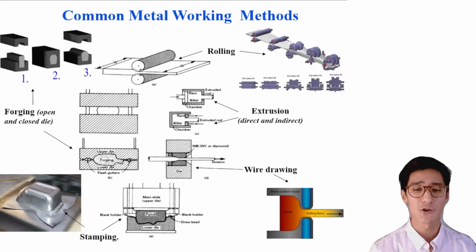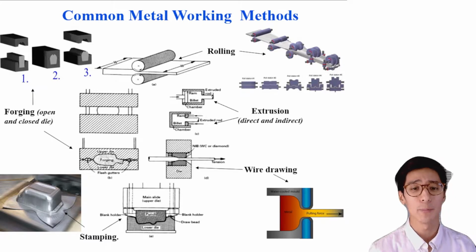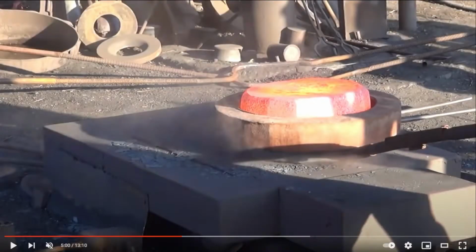Extrusion, or wire drawing, pushes or pulls a material out of a small hole or small opening so that a long, thin material can be achieved. Stamping uses a thin sheet of material and is pressed between a punch and a lower die to create open volume parts, as shown here. I'll show a quick example video of forging using carbon steel for large automobile parts.